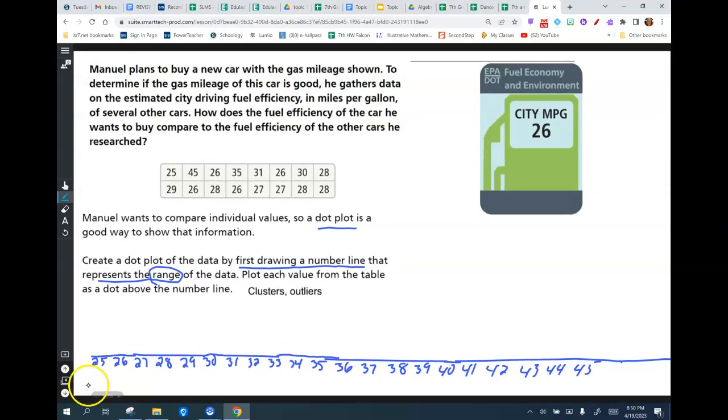Okay, so I've put some numbers on here. And with a dot plot, you don't actually indicate where the number is in the table. It's just loose like that. So then you actually just put a dot right above where that number is. So I have a 25, so I put a dot. I have a 45, I put a dot. 26, I put a dot. 35, I put a dot. These are the gas mileages of different cars, and you're going to put the dot above those, and I'm going to put those in different colors.